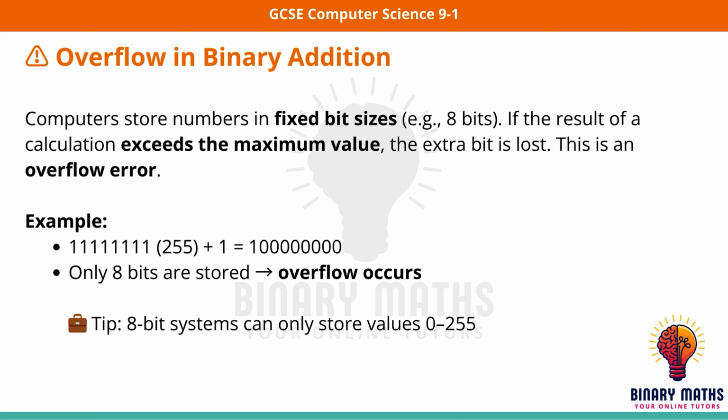Computers have limits. If you add two 8-bit numbers and the result needs a 9th bit, you get what we call an overflow error. For example, 11110000 would equal 240 in denary. And if we tried adding 10011111, which is 159, that might cause a problem because we would end up with the answer 399. But an 8-bit system can't store the 9th bit, so it chops it off, giving a wrong answer. Overflow is like trying to pour a liter of water into a half-liter bottle.